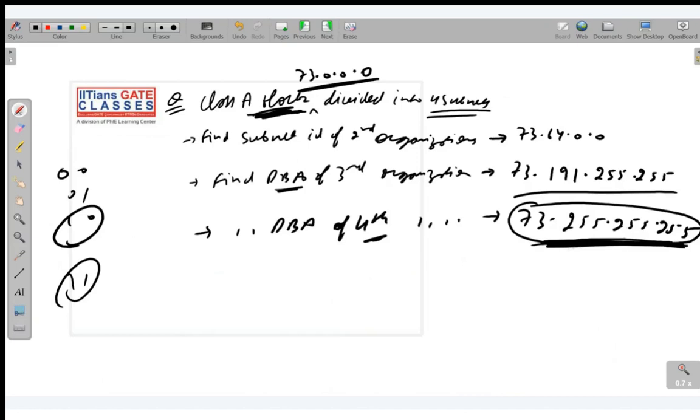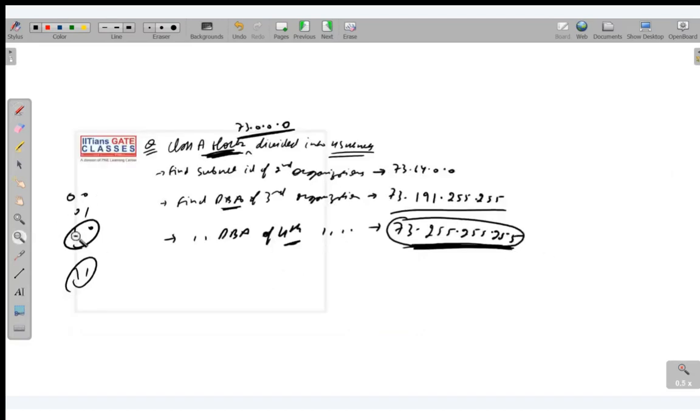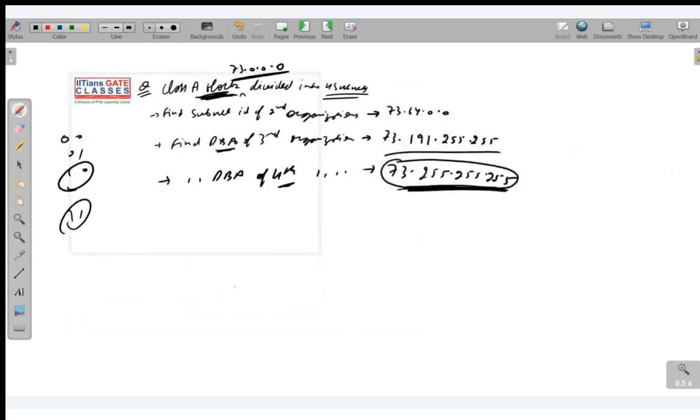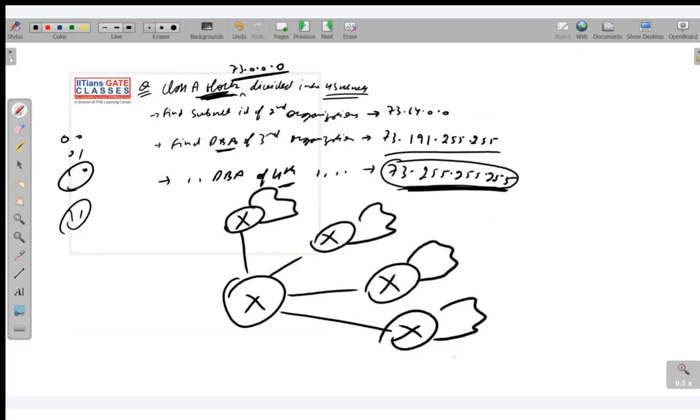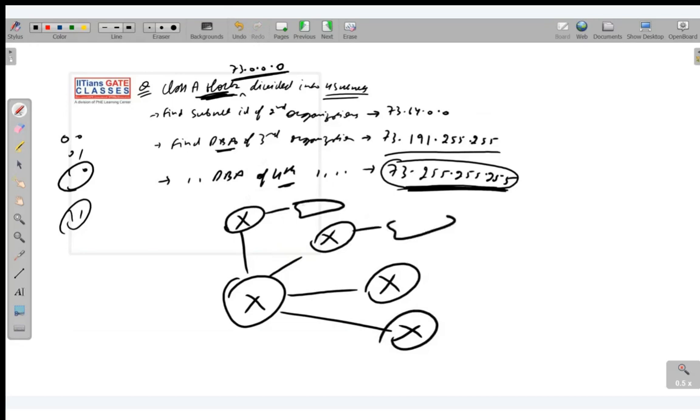Okay, so now if some computer in this subnet wants to do a broadcast, the DBA for this last organization, then they will use this IP address. So it's all about the scope, or where we are standing. For example, see this. This is your site router, and these are the four organizations: first, second, third, and fourth. Roughly I'm drawing it just to give you the basic idea. So this is your first organization, this is your second, this is your third, and this is your fourth organization.